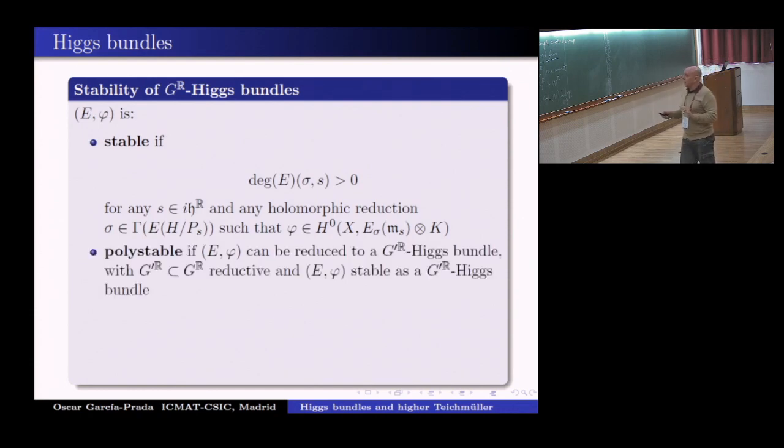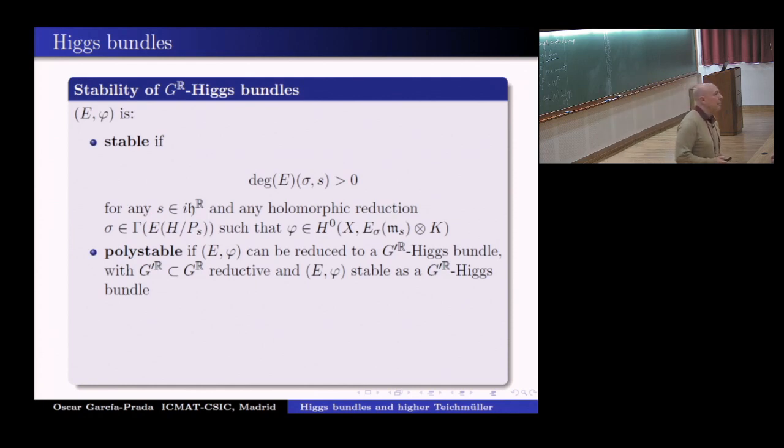If you allow equality, you have semistability, as usual. And polystability is basically that this object can be reduced to a G'_R Higgs bundle, where G' is a reductive subgroup, so that the reduction is stable as a G'_R Higgs bundle. Okay, so just to give you a flavor of what is involved.